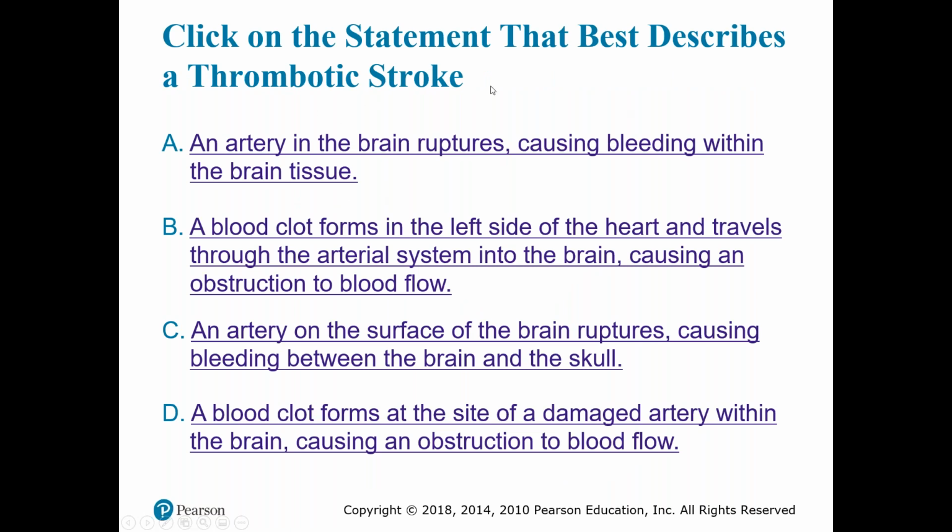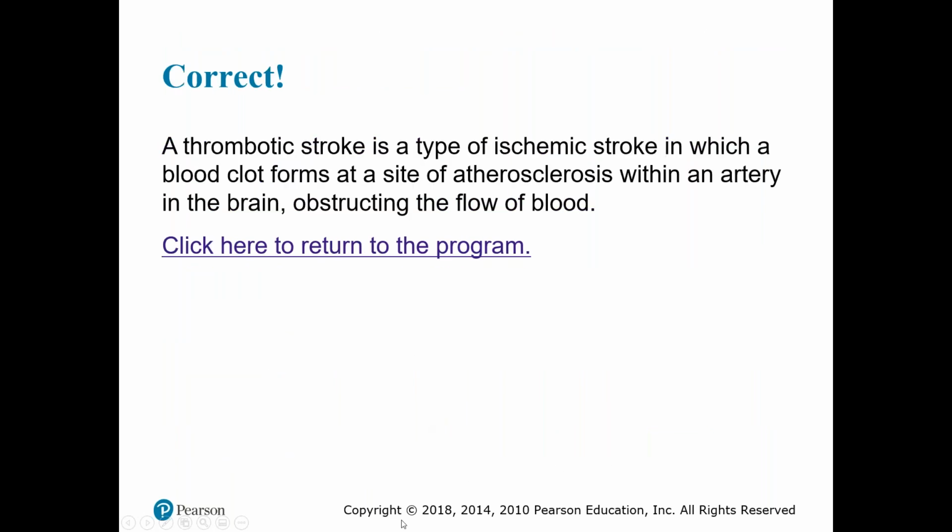So test yourself. Best statement that describes a thrombotic stroke. An artery in the brain ruptures causing bleeding. No, that's a hemorrhagic stroke. A blood clot forms in the left side of the heart, travels through the arterial system into the brain, causing an obstruction to blood flow. An artery on the surface of the brain ruptures. Okay, that's a hemorrhagic stroke again. A blood clot forms at the site of a damaged artery within the brain, causing an obstruction to blood flow. That is the correct answer.